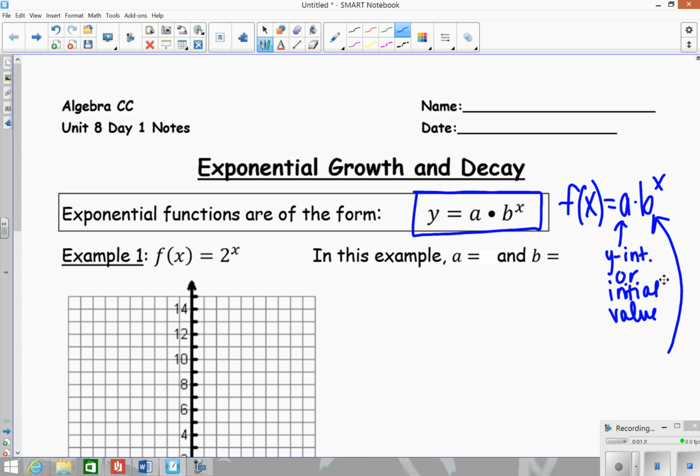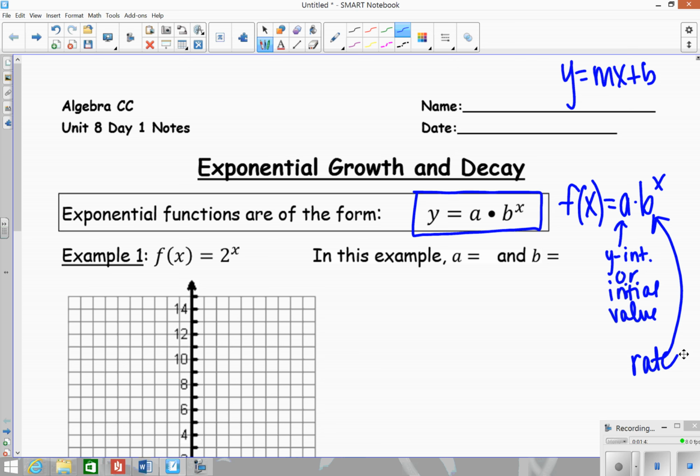So it's kind of opposite when we have y equals mx plus b for a line. B is actually the initial or the starting amount, and then m is the rate of change. In this case, b is going to be the rate of change, the growth or decay rate. So this is going to be the rate of change. I'm just going to write rate.